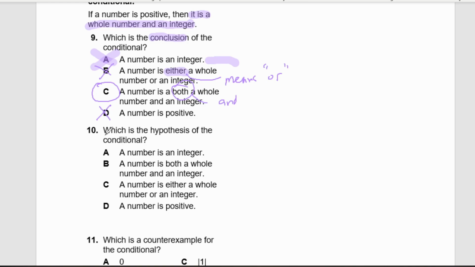Now let's look at number 10, which is the hypothesis. We'll highlight that in green really quick. If a number is positive, and if I look here, D says a number is positive. Now let's talk about why the other ones don't work. A number is an integer. Being positive has nothing to do with integers. A number is both a whole number and an integer. That's just our conclusion. And a number is either. That's just our conclusion misstated.